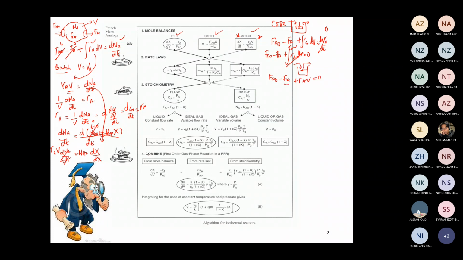Okay, so make sure you make it as an equation of FA naught with X, which is FA naught minus FA naught X. This represents the FA, which is equal to negative RAV. So you cancel it and arrange it as FA naught X over negative RA. Okay, so this is how you get it for CSTR. For the PFR, I will show later.